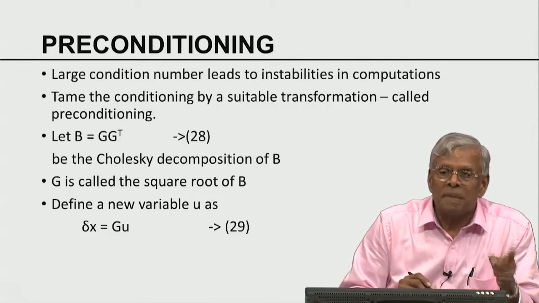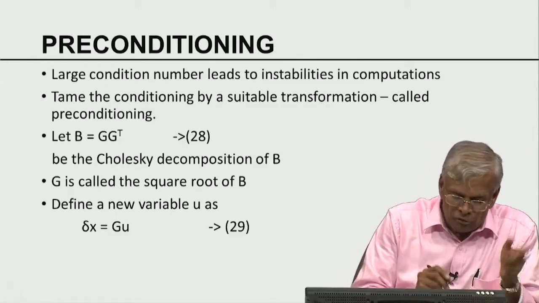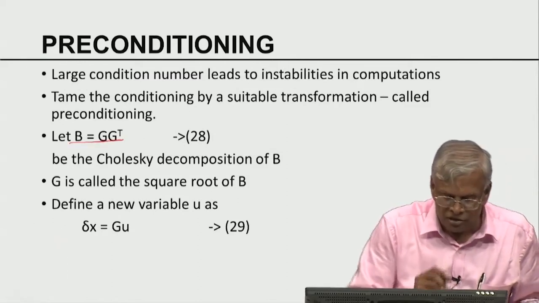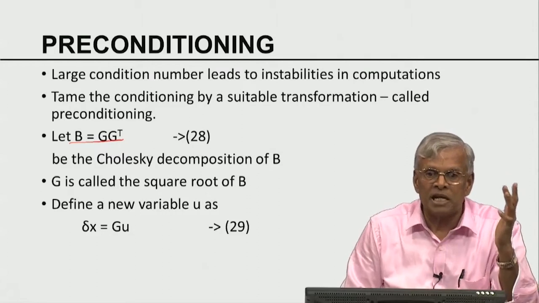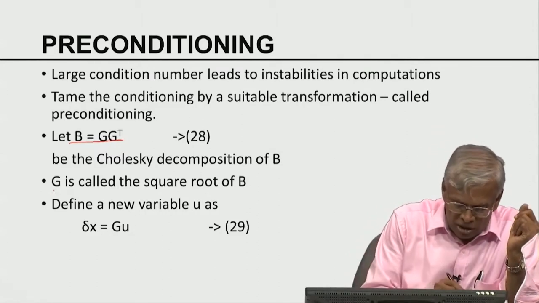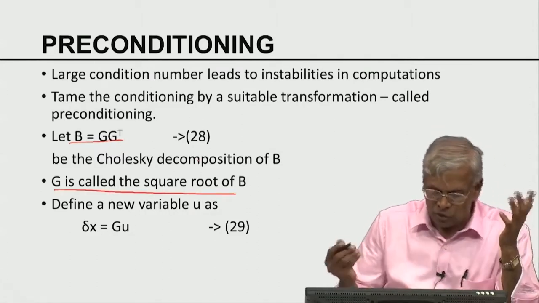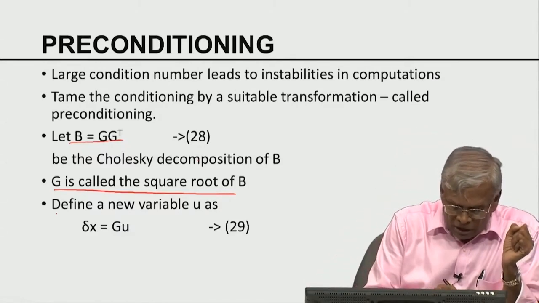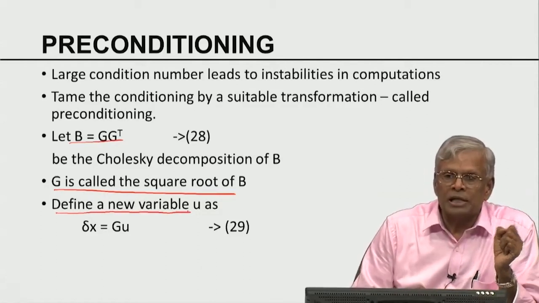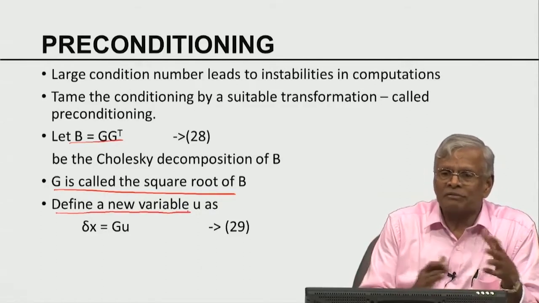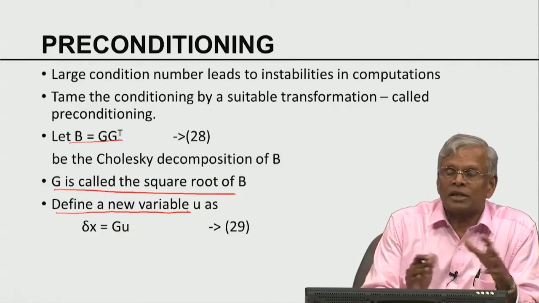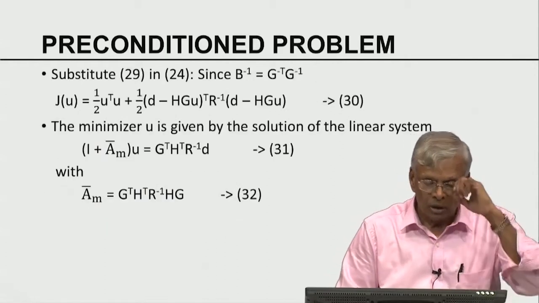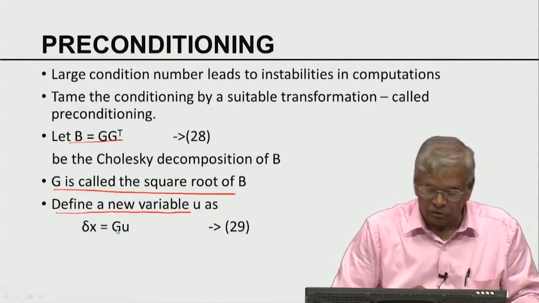So we have assumed B is known, we have assumed R is known. If B is known, let us pretend I know the Cholesky factors G, G transpose. Every SPD has a Cholesky decomposition. So G is also called the Cholesky factor or a square root of B. We have already seen that when we did that. So I am now trying to define a new variable U in terms of delta X. You can think of this as a linear transformation or as a preconditioning transformation, whichever way you want to call it. So with this, delta X is equal to GU.